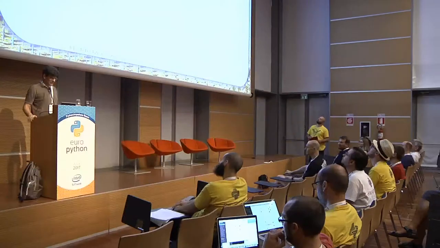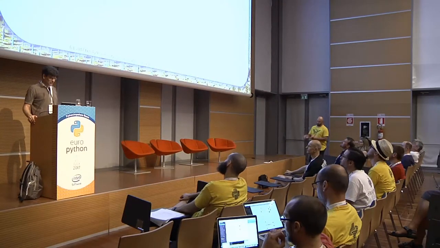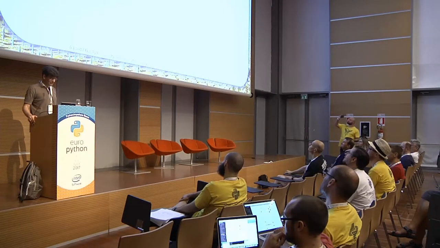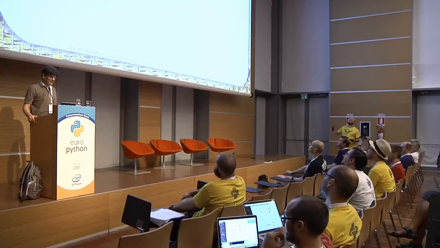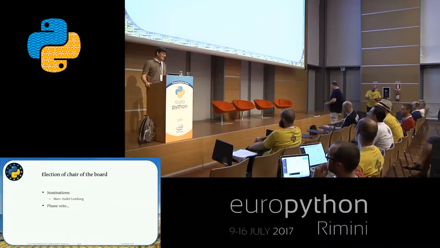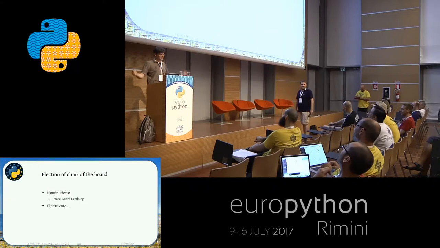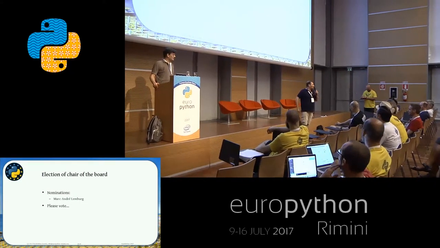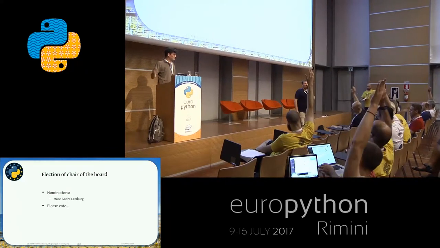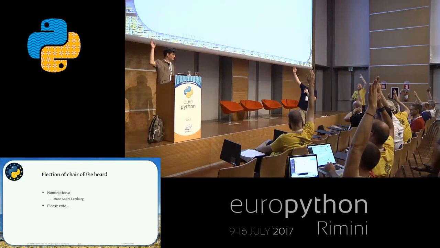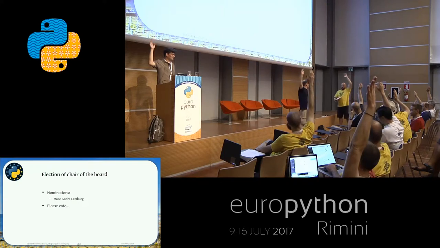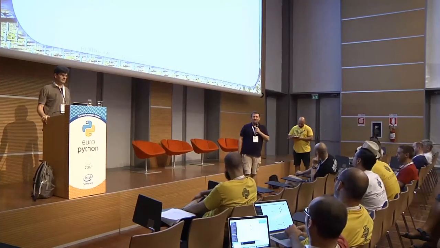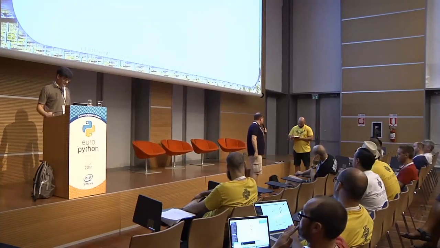Okay, then we need to elect a chair of the board. I basically nominated myself again. No one wants to do this, so. Who is in favor? Marc-Andre stays our well-beloved chair. So I see 17 in favor, abstain, no. So 17 in favor, 0-0.